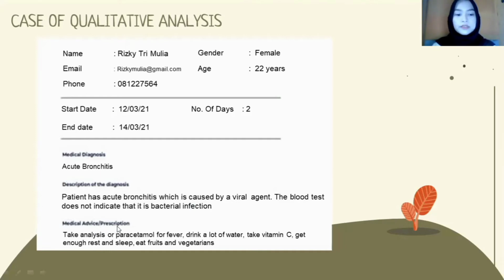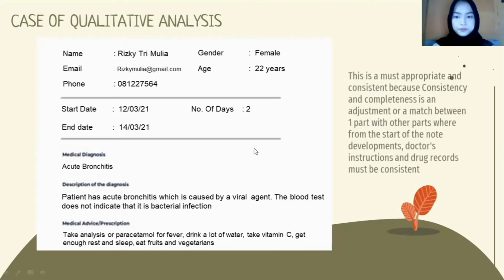or prescription. Take paracetamol for fever. Drink a lot of water. Take vitamin C. Get enough rest and sleep. And eat fruit and vegetables.